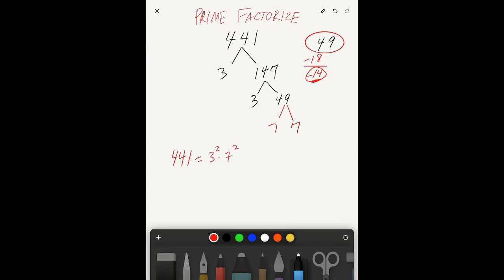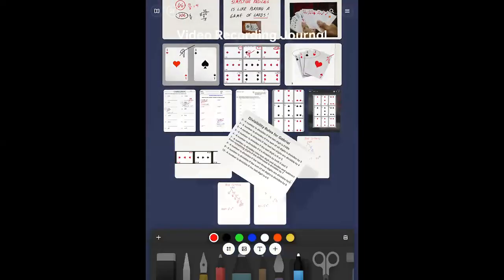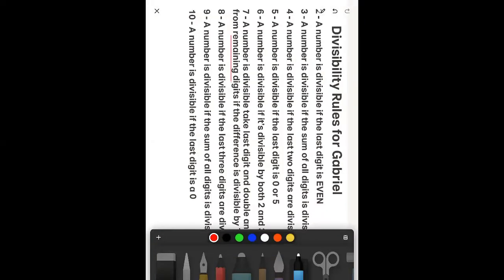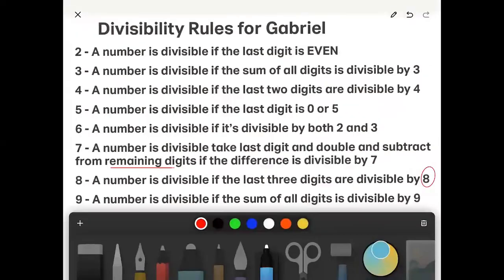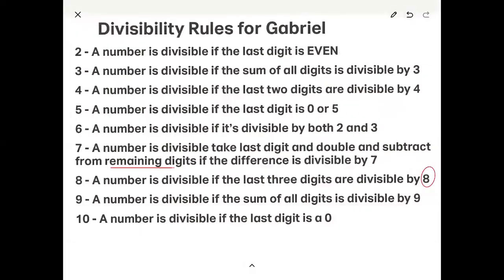All right, so that's how you prime factorize any number. And now remember, when you're factoring, you need to know your divisibility rules. And so if you don't know divisibility rules, it's going to be tougher to get this done. Now, I've gone from 2 through 10, and that should be enough. So that's how you prime factorize any number. I hope this has been helpful. If you don't know these divisibility rules, please try to learn them.